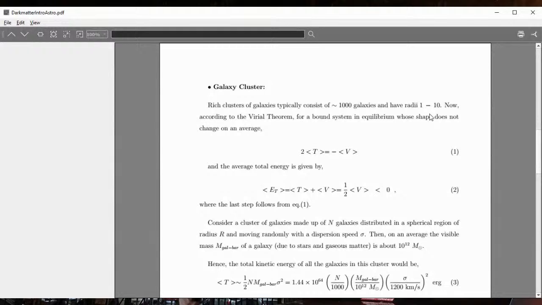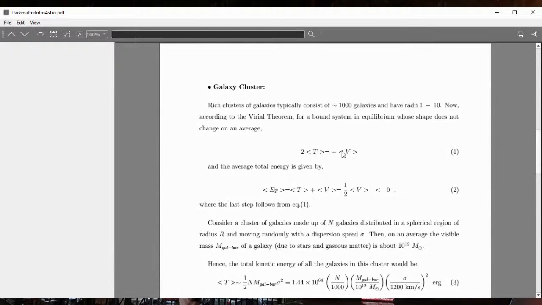Now we have already been introduced to the virial theorem. Virial theorem says that if you have a gravitationally bound system that is in equilibrium and its shape is not changing on an average, then twice average kinetic energy of the bound system must be equal to the negative of average potential energy. And there is no contradiction here because kinetic energy, of course, is always positive.